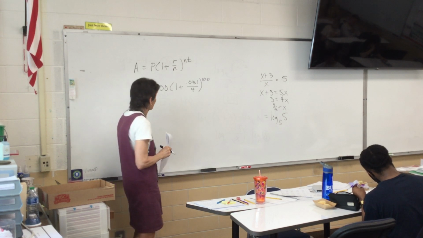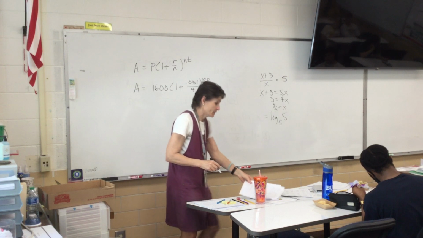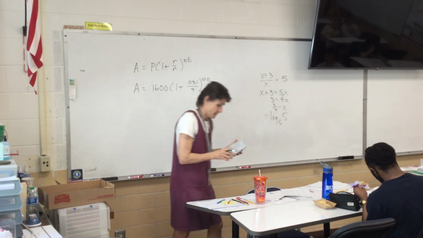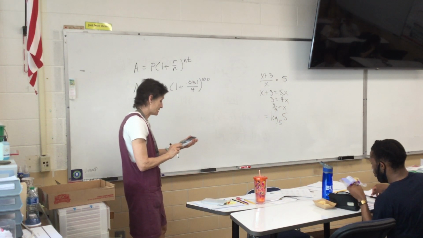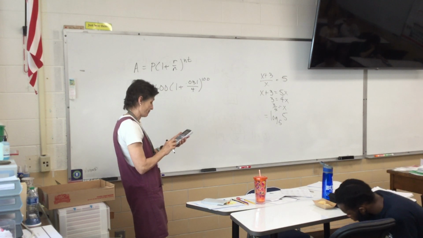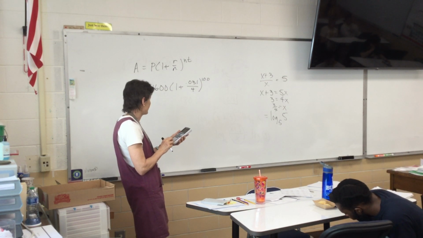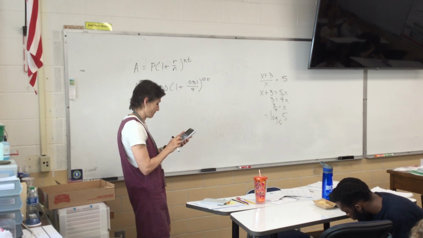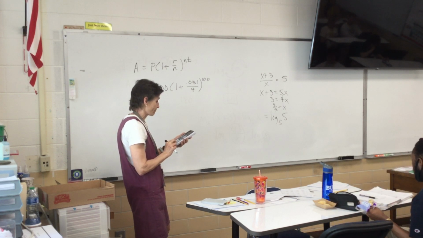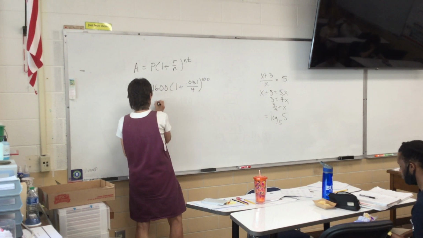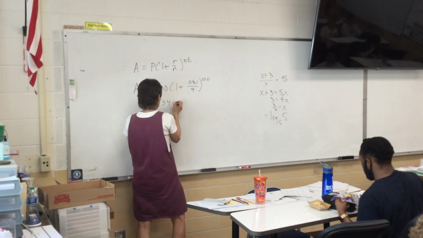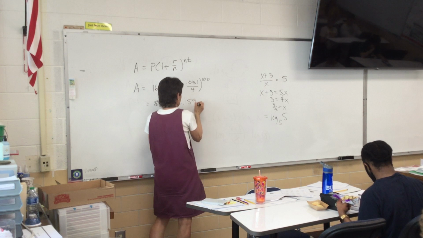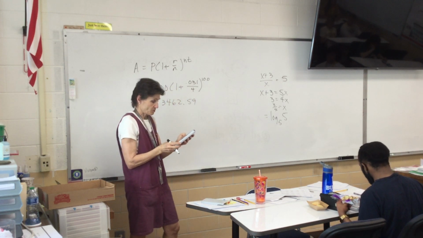Okay? Now, I can type that in on my calculator, and if I type it in exactly the way I wrote it, it should all work out beautifully. You should end up with $30,462.59. That's what you should end up with.